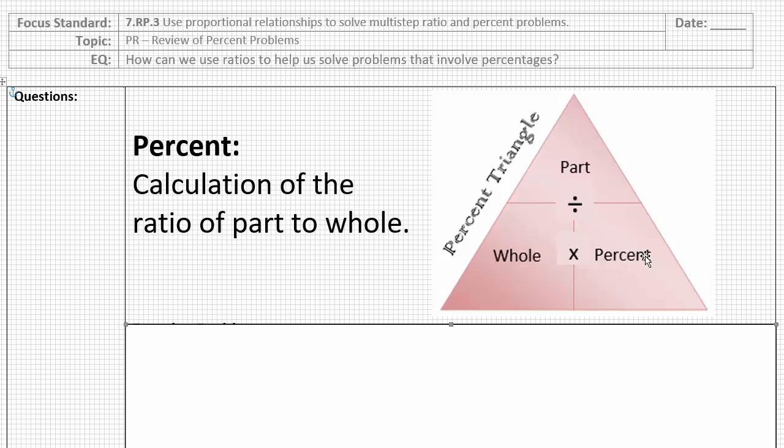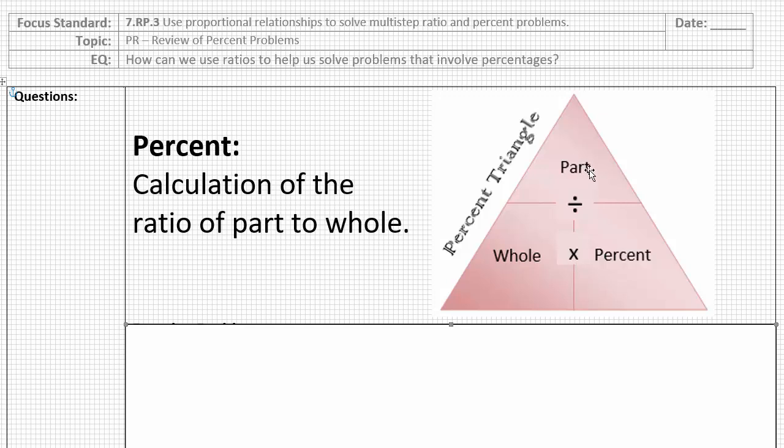What's helpful about this percent triangle is that in percent problems, you can be given any two of these three parts. You're either going to be given the percentage and the whole and be asked to find the part. In that case, because percent and whole are written across from each other, this little diagram reminds us to multiply. So if we take the whole and multiply by the percent, we find the part.